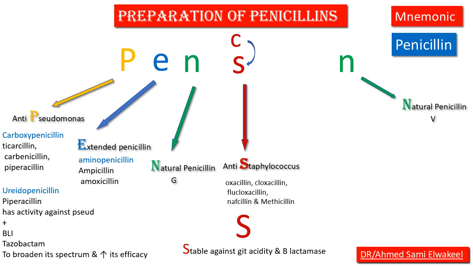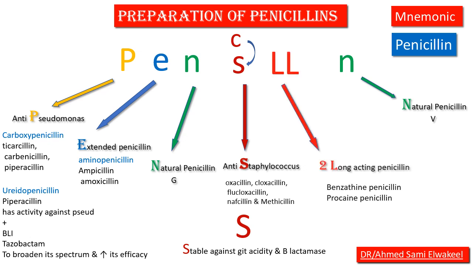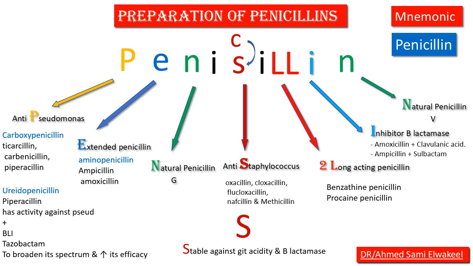So S for stability. We have two L ladders, so we have two long-acting penicillins like benzathine penicillin and procaine penicillin, and I ladder for inhibitor, beta-lactamase inhibitors like amoxicillin plus clavulanic acid and ampicillin plus sulbactam.